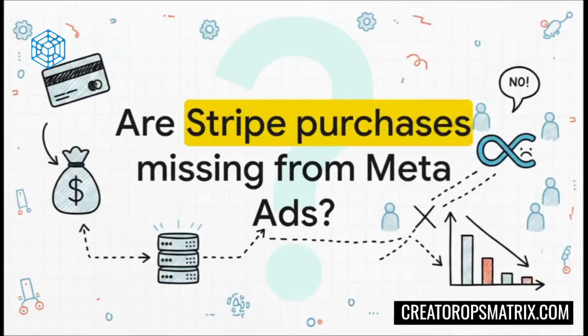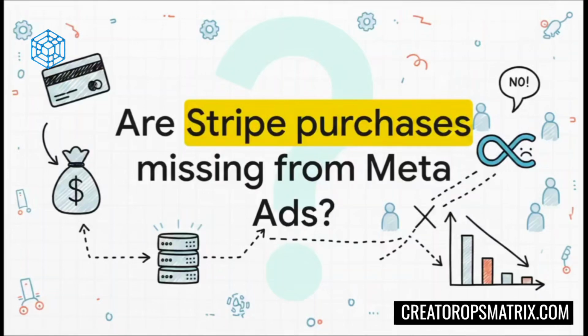Let me ask you, are your actual Stripe purchases just mysteriously disappearing from your Meta Ads dashboard? Like you see the money hit your bank account, but Meta is sitting there claiming it drove 0 sales. When that happens, it is absolutely catastrophic for your campaigns, because if Meta cannot see your Stripe revenue, its algorithm is optimizing completely blindly. It doesn't know who bought, so it has no idea who to target next. This systematically destroys your ROAS over time.